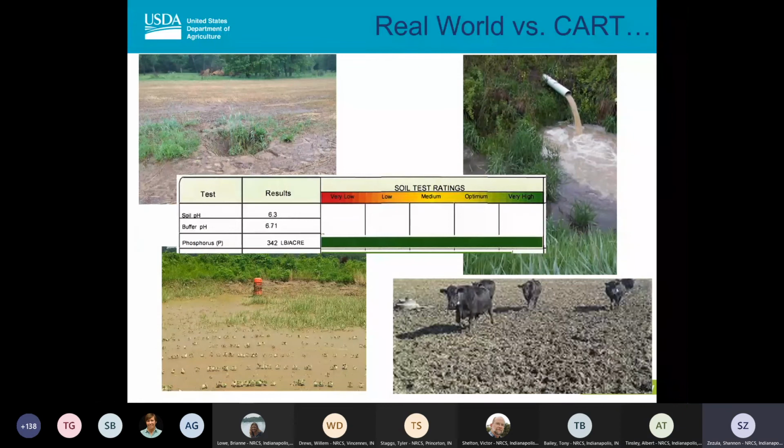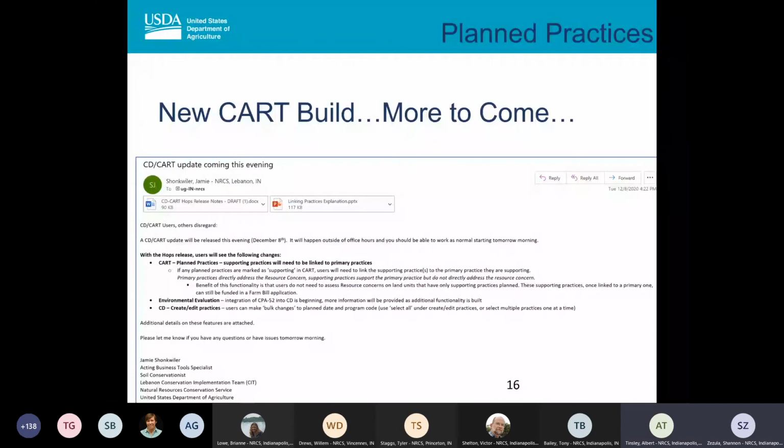Shannon? Yes. Sorry, got a question. Generally speaking, do you have a sense of who typically will rank higher in CART for CSP? An applicant that is minimum till and is willing to no-till and plant cover crops, or a farmer who is already doing those things and is willing to do some enhancements? Are we still rewarding the good actors?